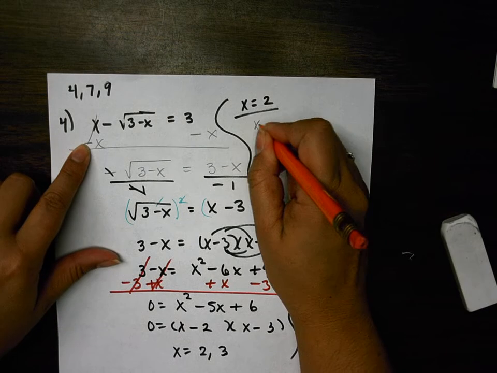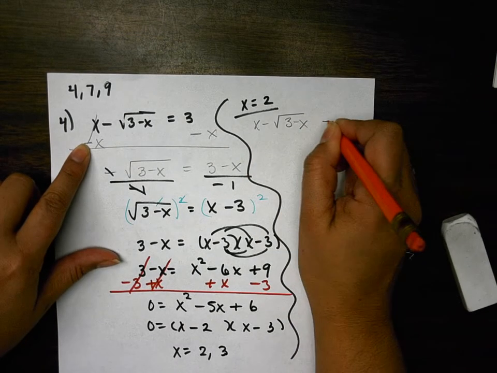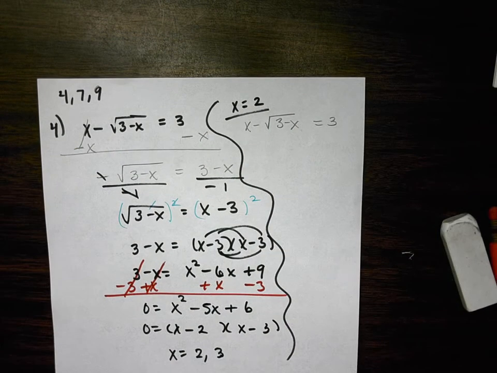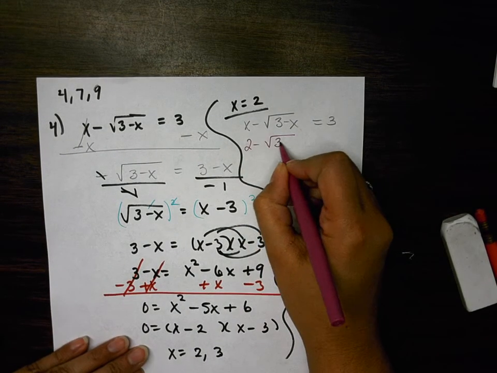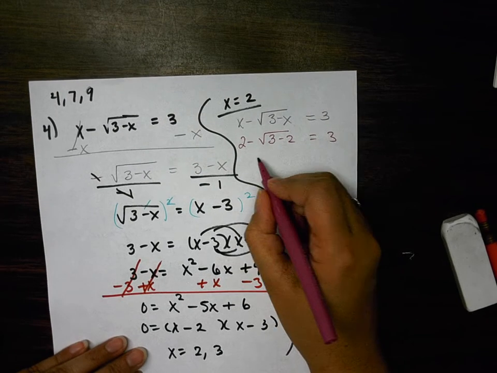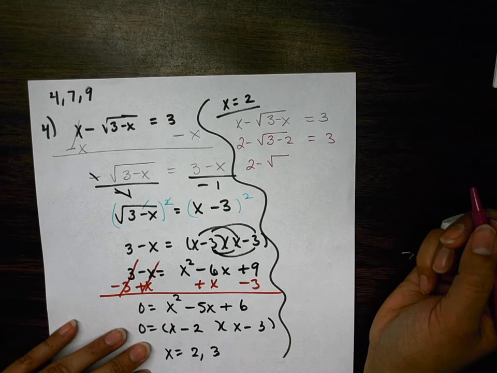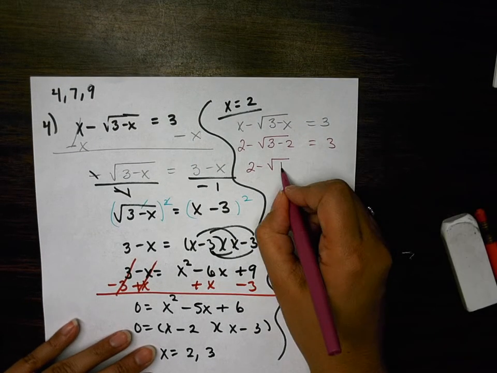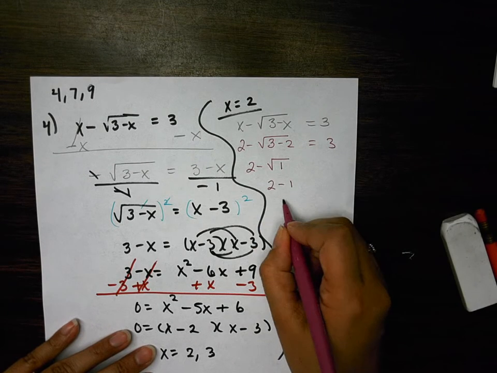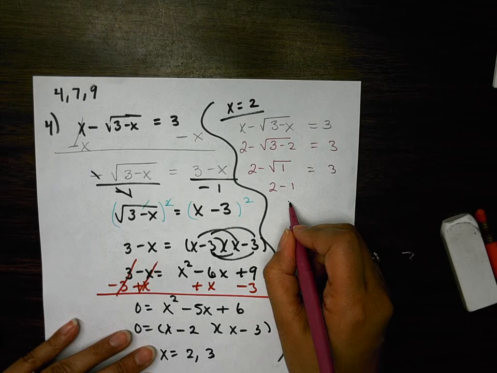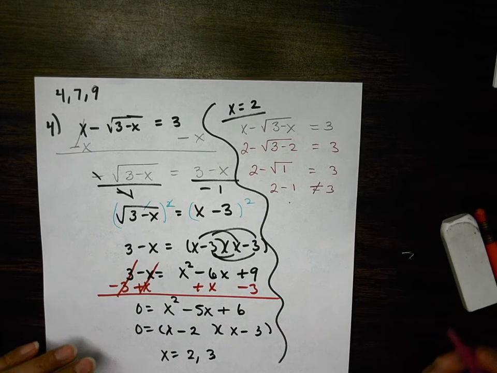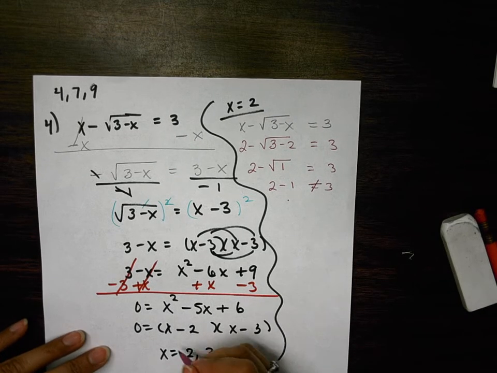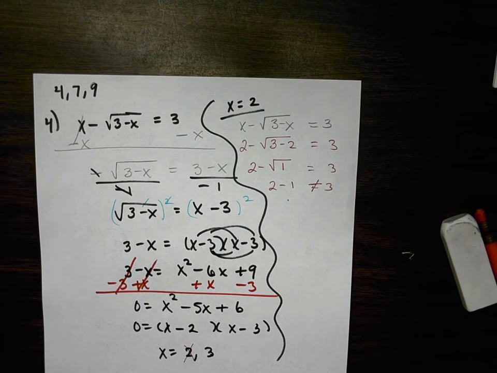Are you guys okay if we check 2 first? When you check it, you plug it into the original problem as is, before you moved anything over, before you squared anything, before you reduced anything. 2 minus the square root of 3 minus 2 equals 3. 2 minus the square root of what? 1. And what's the square root of 1? And what's 2 minus 1? Is 2 minus 1 equal 3? Yes or no? No. Was 2 the solution they left out?